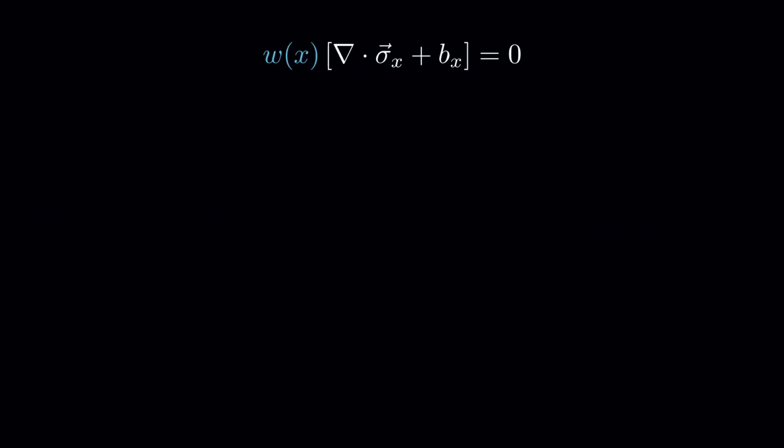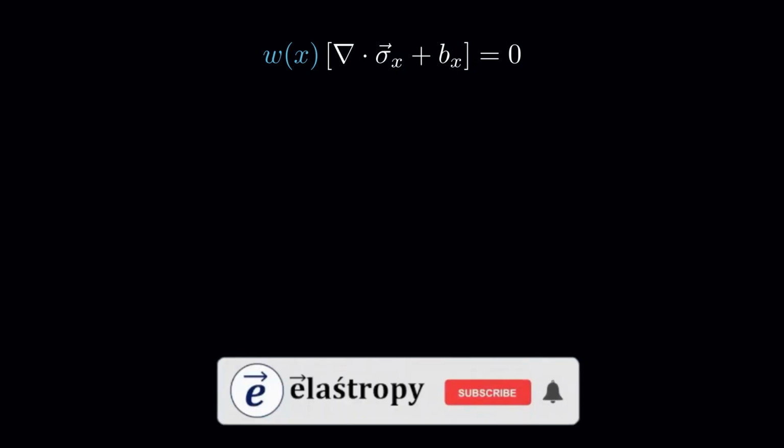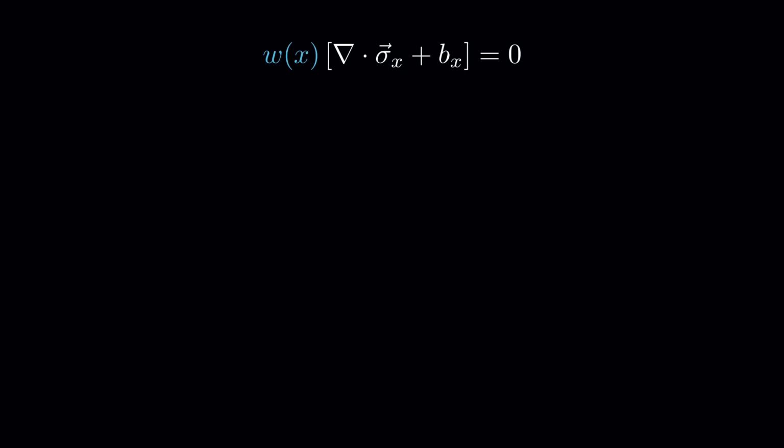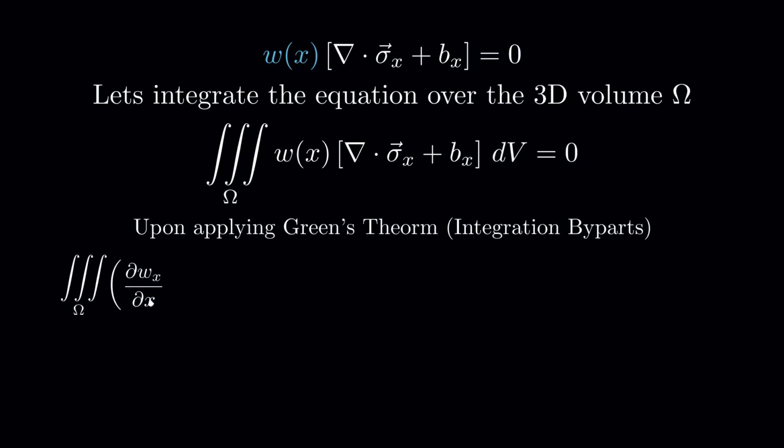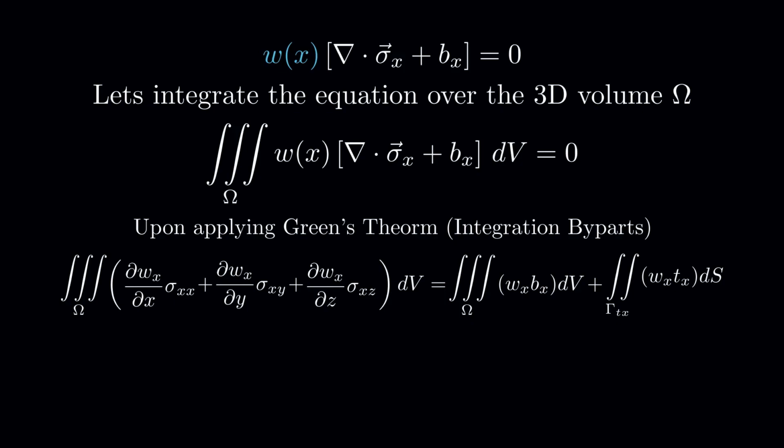Let's multiply the equation on both sides by a special function called weight function. This weight function can be any arbitrary function that we can come up with. The only criteria is it has to be continuous and must vanish at the essential boundary conditions. Let's integrate the equation on both sides over the domain. Upon applying Green's theorem and doing integration by parts, we get the following equation.